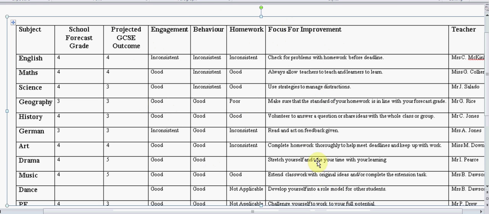The thing that most parents want help understanding is the school forecast grade and the projected GCSE outcome. They need to be used together to understand how the student is doing. Let's look at the school forecast grade first of all.